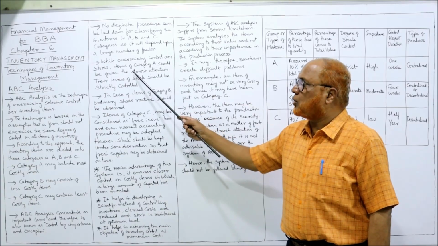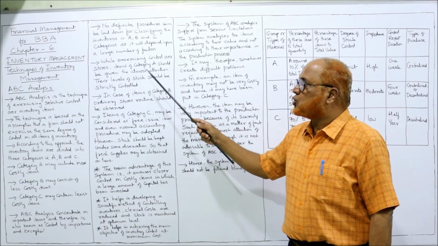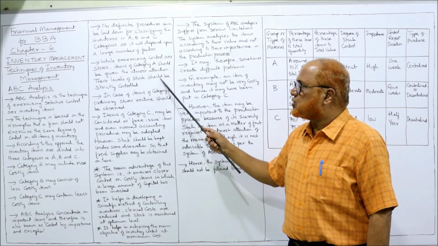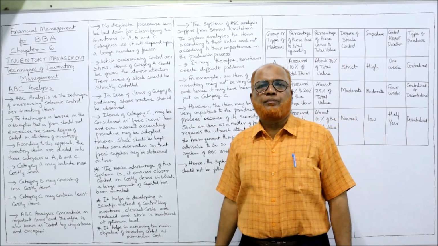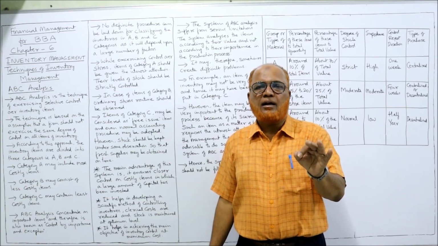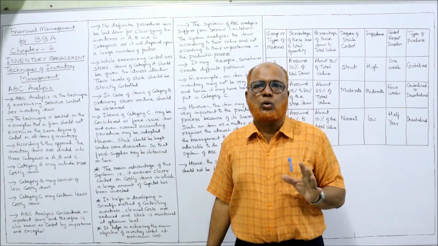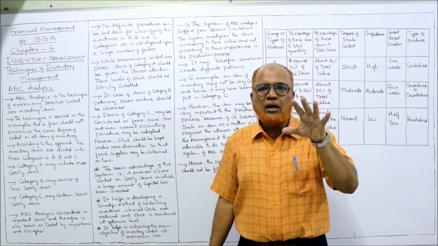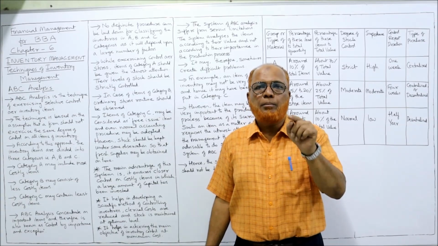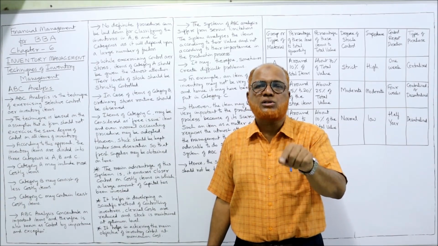While exercising control over stores, A items should be given utmost importance and attention. Their levels of stock should be strictly controlled. ABC analysis says the A category items should be strictly controlled. Full control, 100% control should be put on A category items because these are the most costly items.